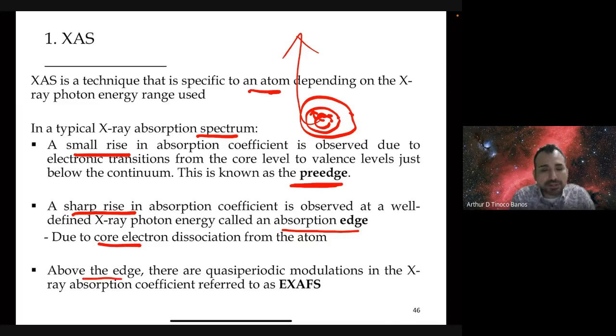Then what happens after that? Well, then above the edge, there are what are known as quasi-periodic modulations. And where are they coming from? Well, they're coming from those electrons that are dissociated from the atom, coming in contact with the atoms that are neighboring your atom of interest, and then the electron wave produced by your dissociated electrons coming in contact with the electron waves from the other neighboring atoms. And so that's going to produce this quasi-periodic modulation in the X-ray absorption coefficient. This is known as XAS.